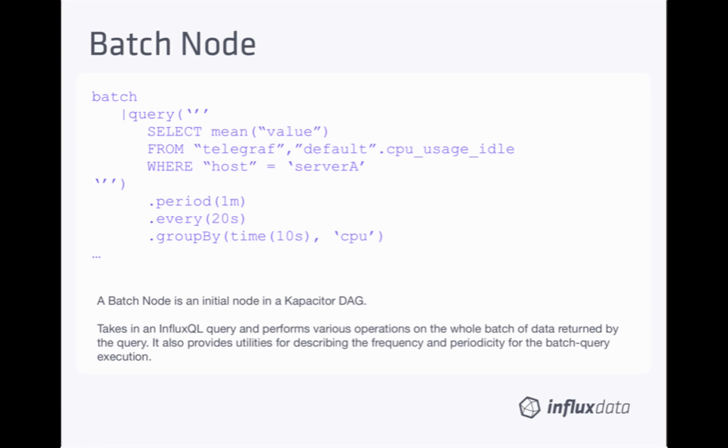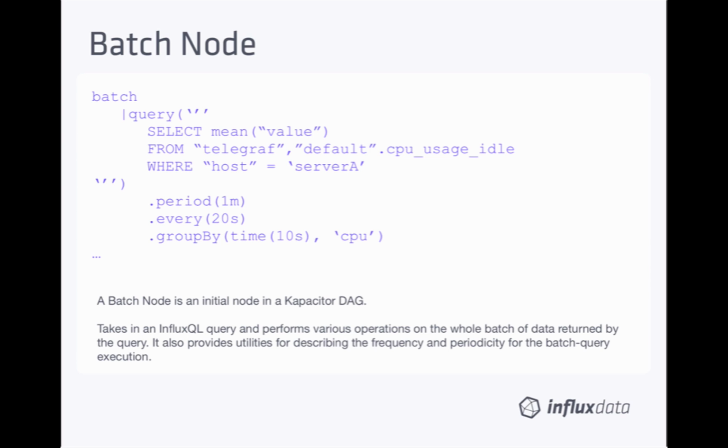Once that data comes in, and then down here, this period directive tells you how often to run or how much data to pull back. So that would be where time is greater than now minus 1 minute. You could also add that in the query. And then every 20 seconds tells you how often to run this query. So we're pulling 1 minute of data every 20 seconds.